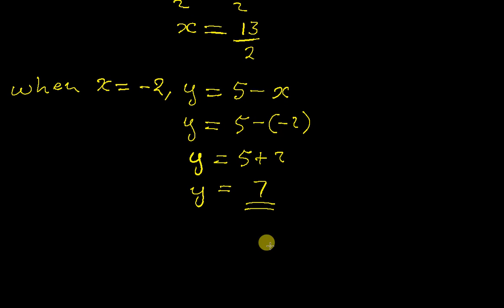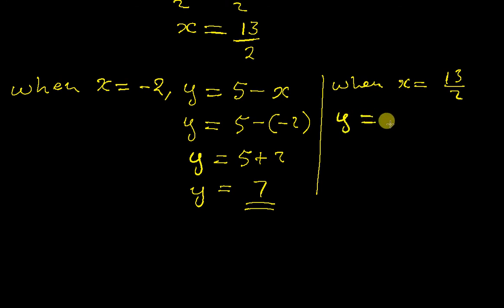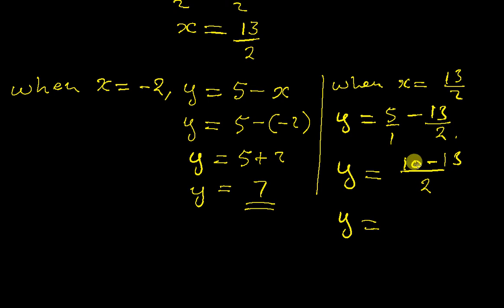So we also take the other part. When x is equal to 13 over 2, the value of y will be 5 minus 13 over 2. When you find the common denominator, which is 2, we do this: 1 into 2 is 2, 2 times 5 is 10, then minus 2 into 2, 1, 1 times 13, minus 13. So the value of y will be 10 minus 13 over 2. This is negative 3 over 2. So this is the other value of y.